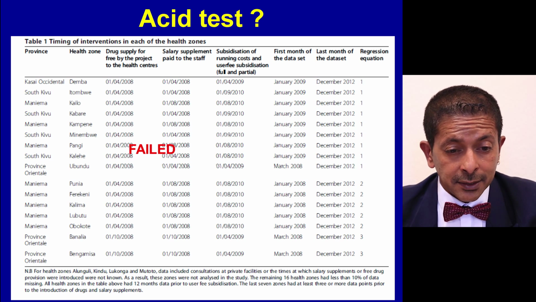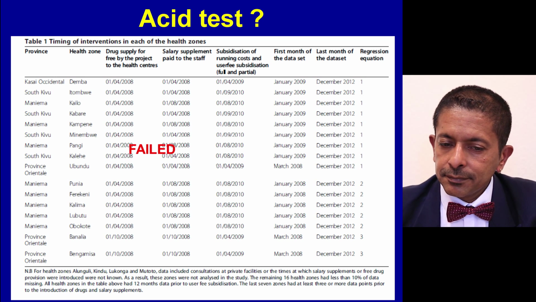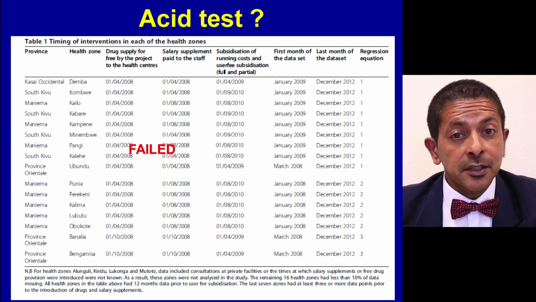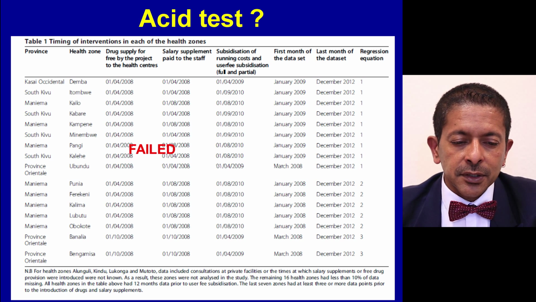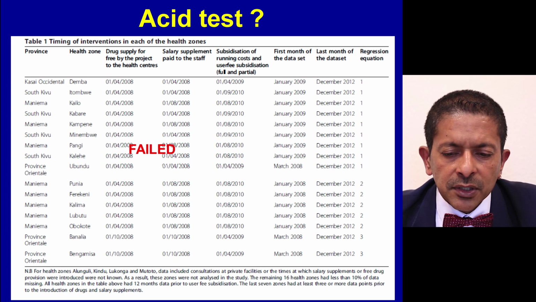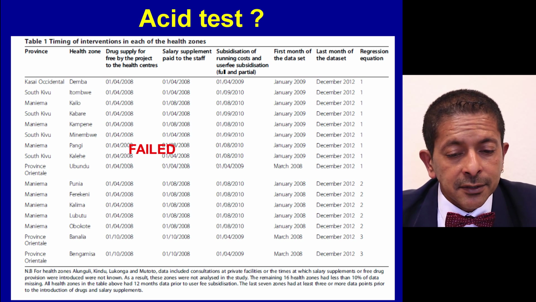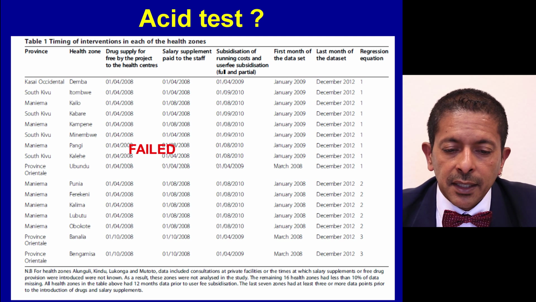Now, if you read the title, it says Table 1, Timing of Interventions in each of the health zones. Doesn't say where, doesn't say when, so surely that is insufficient. And if you look at the data per se on the table, it is really not interesting. So should this pass or fail the acid test? It surely failed the acid test.